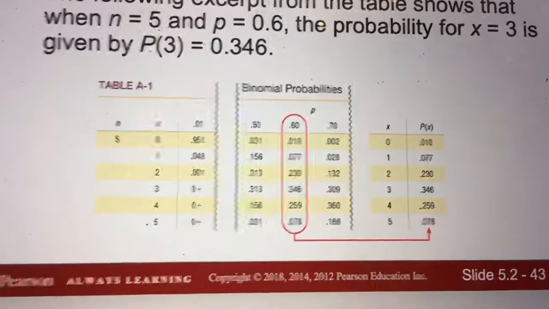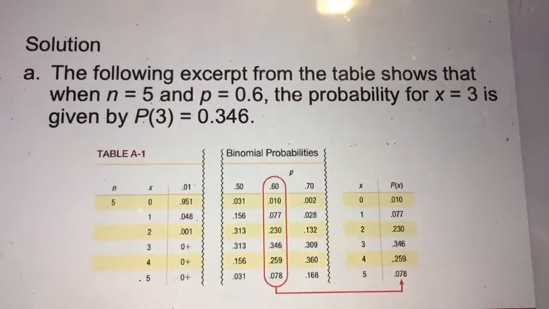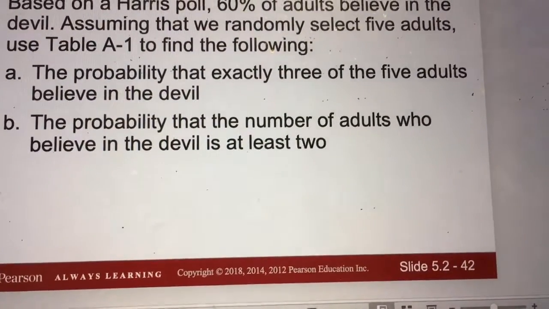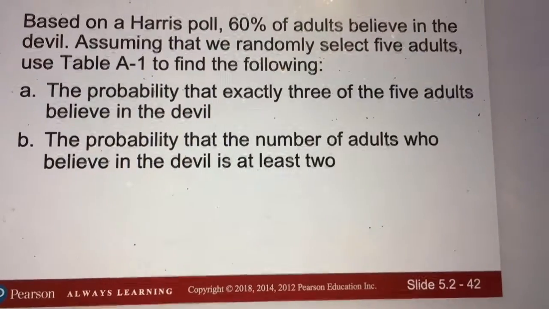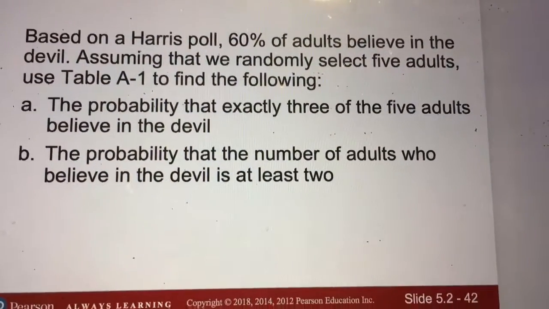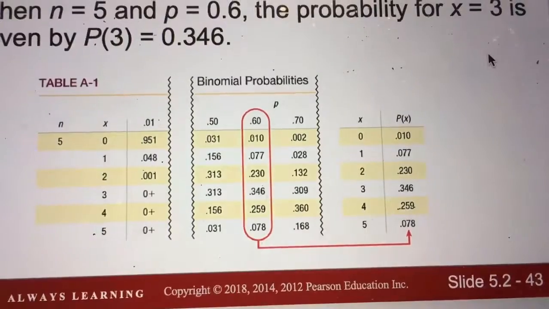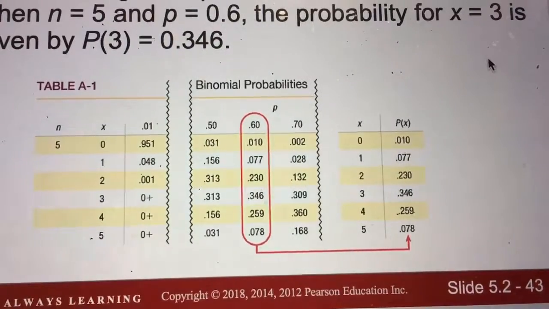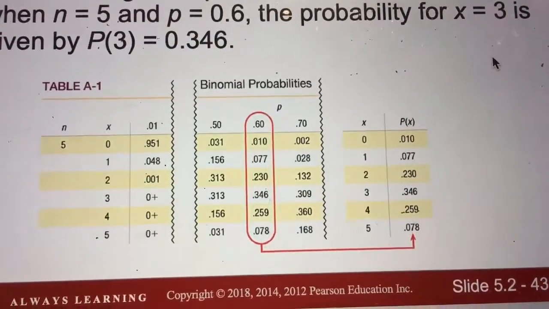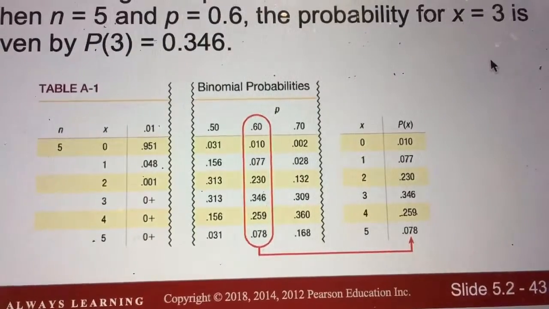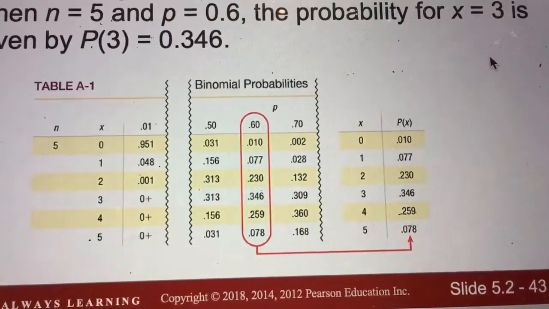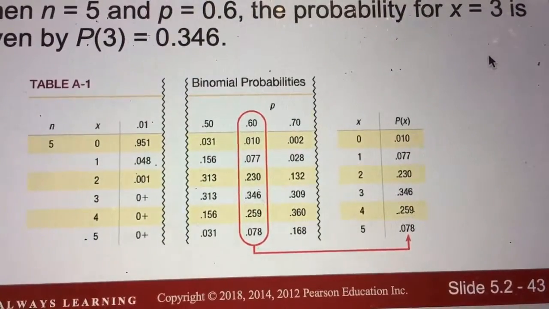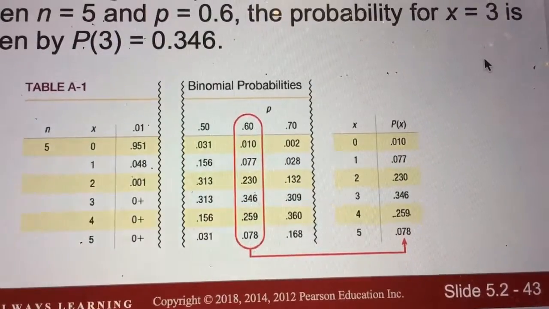Okay, so now what we're going to do is the second part. The probability that the number of adults who believe in the devil is at least 2. Now at least 2 would be the probability that it's exactly 2, plus the probability that it's 3, plus the probability that it's 4, plus the probability that it's 5. So basically, we're going to have to find the probability of 2 and 3 and 4 and 5 and add all of those together to get the probability of at least 2.